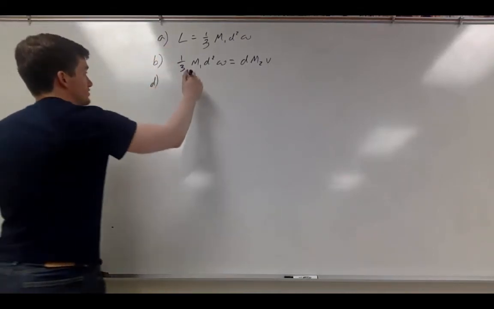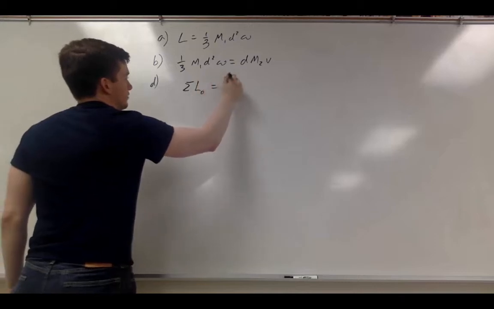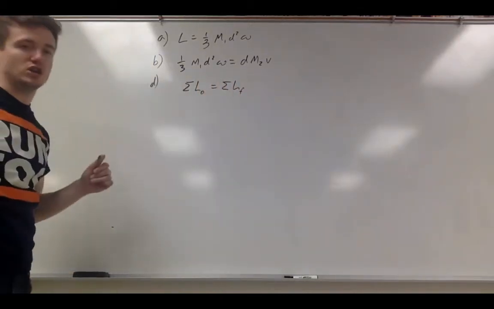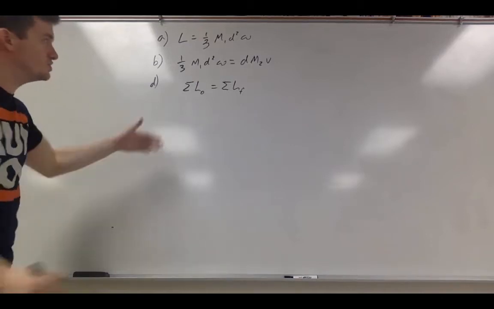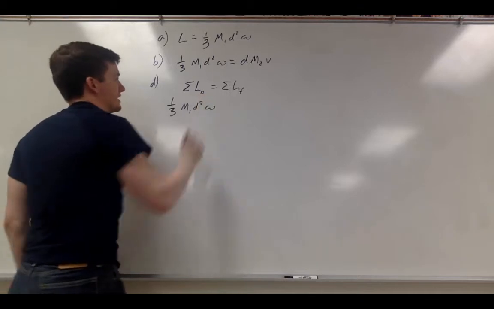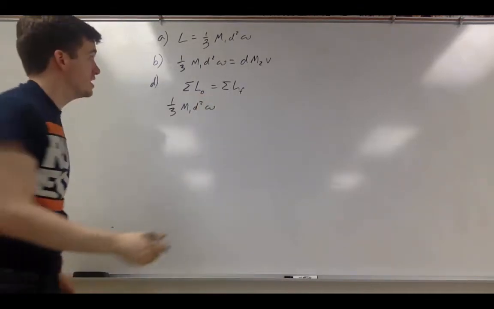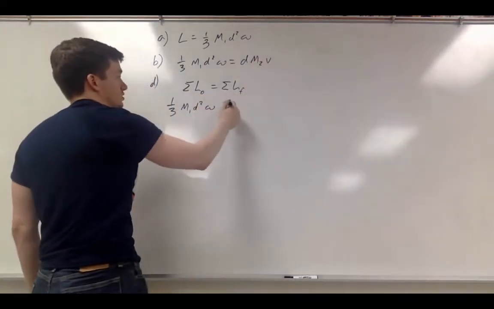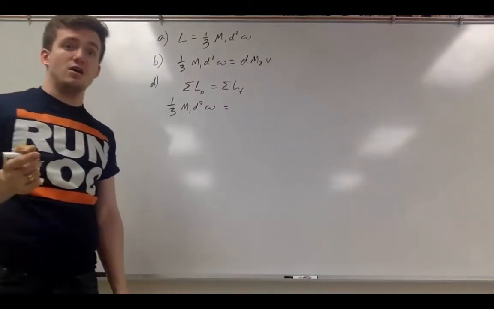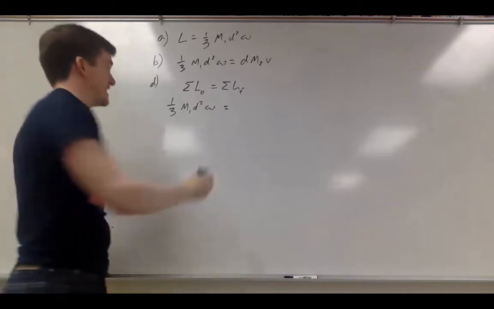In other words, you needed to write this again. You needed to make it clear that you were using conservation of angular momentum. But then once you did that, you get 1/3 m1 d squared omega. That's not going to change. And then this turns into a new distance. Well, that new distance is now not d. What do they say? It's x.